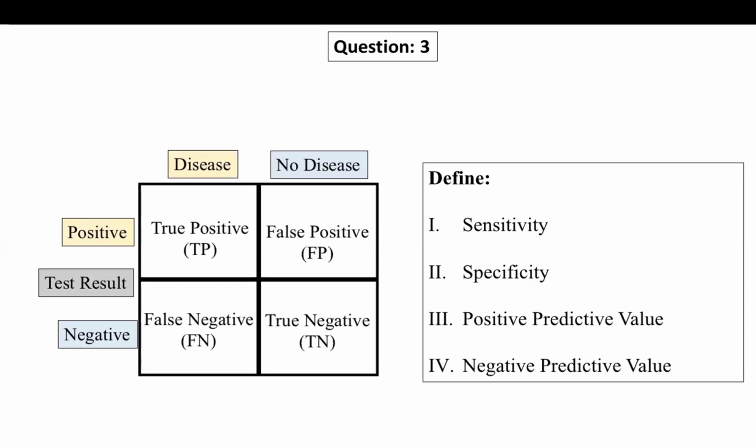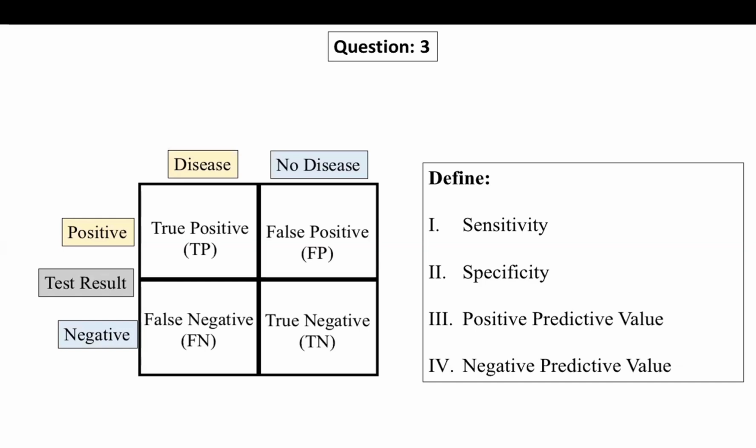Okay, in this third question, can you define the sensitivity of a test? Sensitivity means the ability of a test to correctly identify those who have the disease. Like in this box, the sensitivity will be true positive divided by true positive plus false negative. Okay. And what about specificity? Specificity means the ability of a test to identify those who do not have the disease. Like true negative divided by true negative plus false positive here.